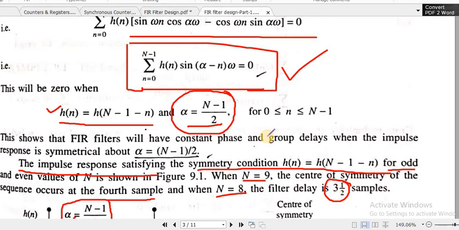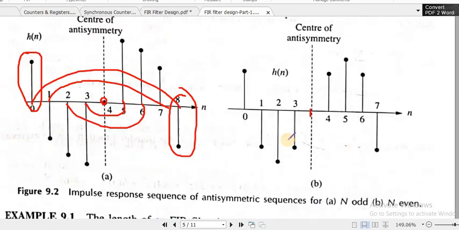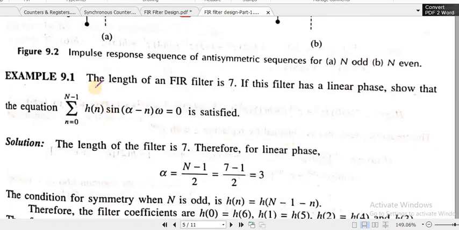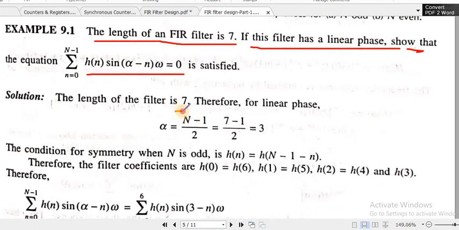Now we can prove this with the help of an example. See, if we consider the length is 7, and if this filter has a linear phase, so that this is equal to 0. Length is 7 means capital N is 7, so the center of symmetricity is 3.